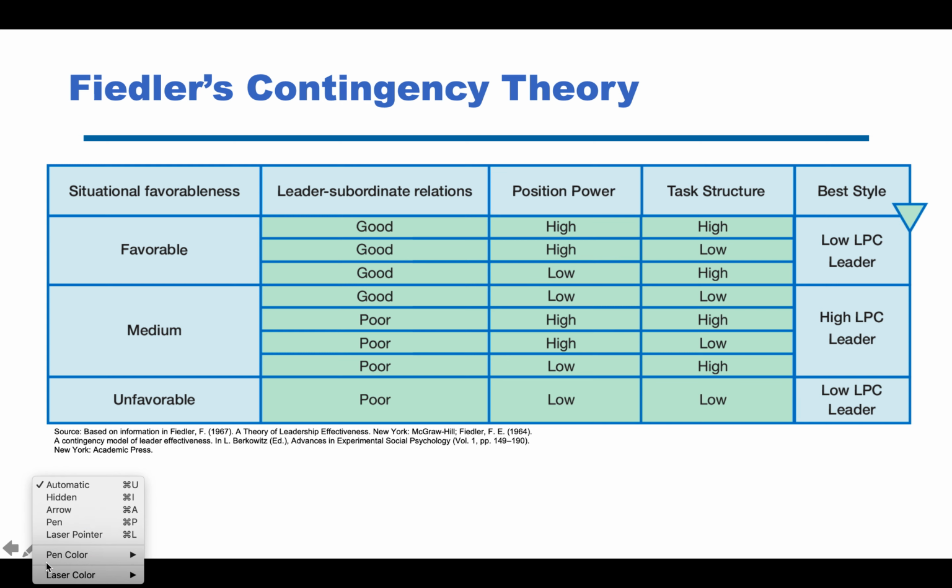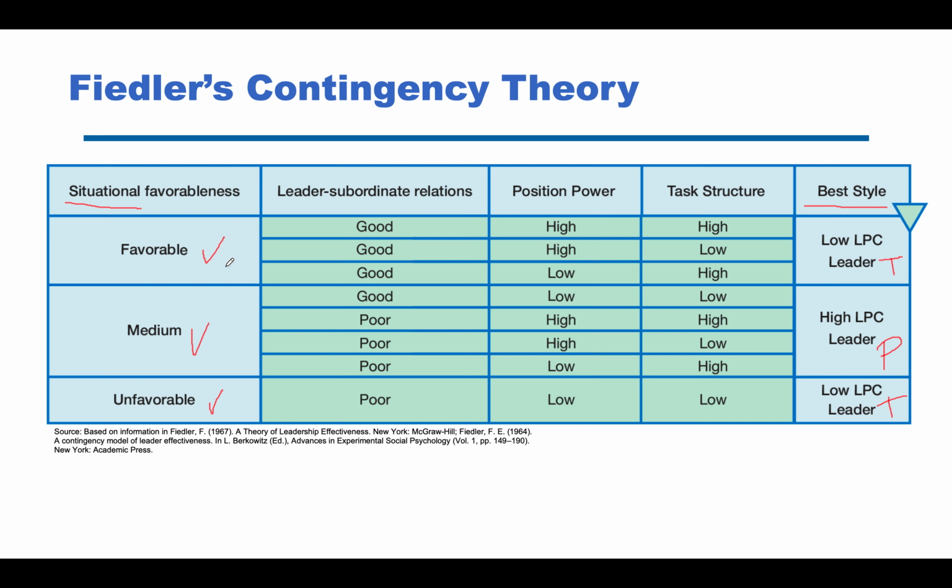Let me just erase that so we can get it a little bit cleaner, right? So we're looking at the best style. Low LPC is the task-oriented, and then high LPC is the people-oriented. Low LPC, again, is the task-oriented person. Okay, so with that, how do we get there? We have the situation. We can either say that the situation is favorable, unfavorable, or medium, whatever that means, in between favorable and unfavorable.